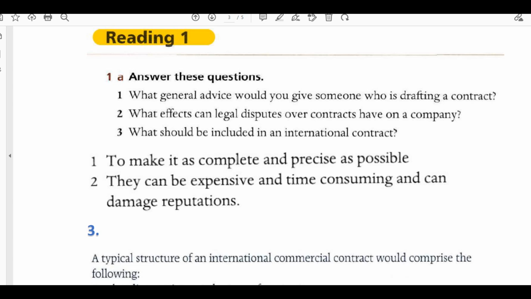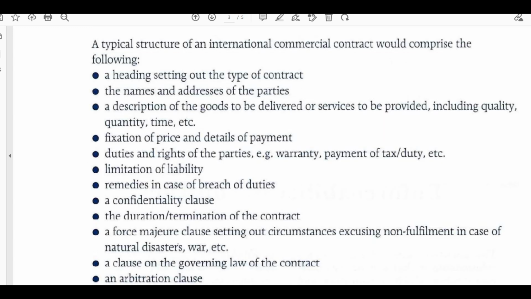And the last question is what should be included in an international contract? Here are some bullet point answers to our question. A typical structure of an international commercial contract comprises the following. A heading setting out the type of contract, the names and the addresses of the parties, a description of the goods to be delivered or services to be provided, including quality, quantity, time, and so on. Fixation of price and details of payment.